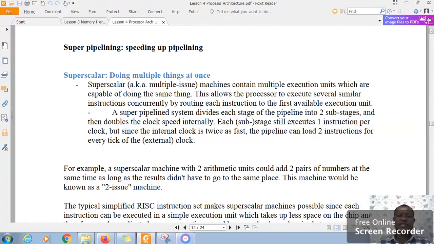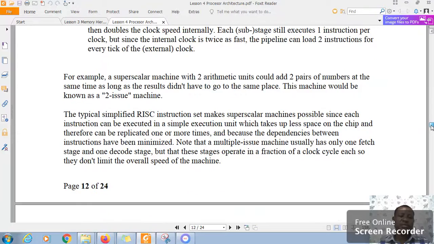Now, we can look at the super pipelining architecture, what we call Superscalar. Basically, what happens here is that aside from pipelining, we have processors that can execute several instructions concurrently because they have multiple execution units. When that happens, it means we can cut down the clock time. Internally, the clock time can be multiplied so that one clock cycle can serve two instructions at the same time. This is what we call Superscalar architecture, and if it has two multiple execution units, then you say it's a two-issue machine. It's as simple as that.